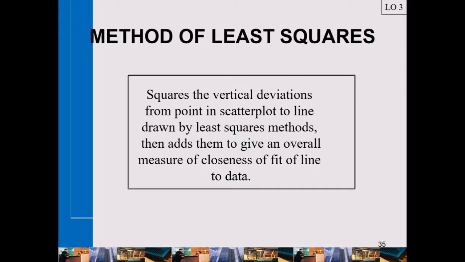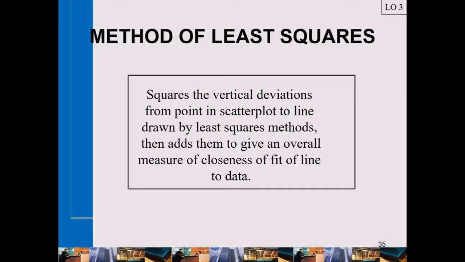Now, next we have the method of least squares. The method of least squares first squares each single deviation and then sums these squared deviations as the overall measure of closeness. Squaring the deviations avoids the cancellation problem caused by a mix of positive and negative numbers. So, as mentioned, it counters the disadvantage of using the scatter plot, especially when there are negative values.